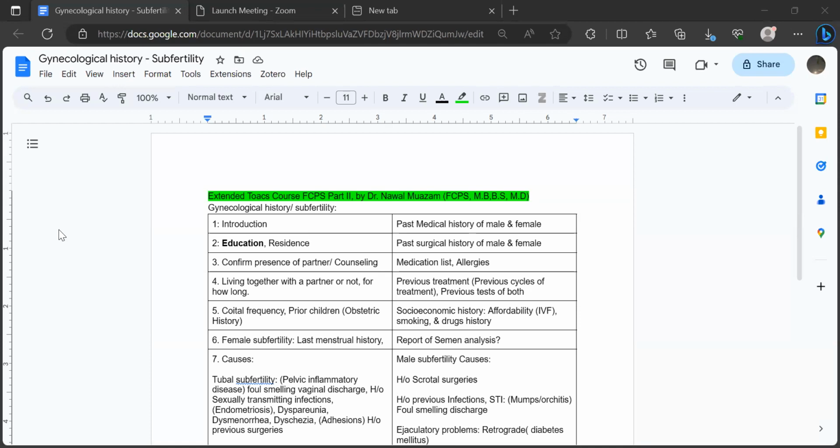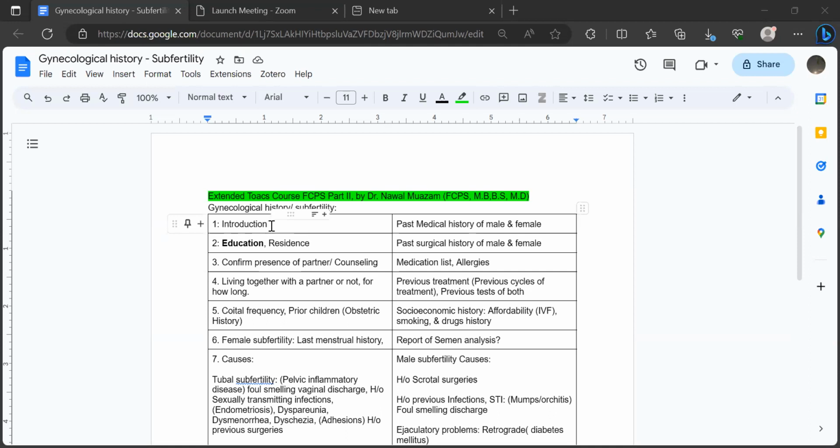I have recently been elected by the College of Physicians and Surgeons Pakistan for FCPS, and I am also ECFMG certified by the United States Medical Licensing Exam. Today we are going to discuss subfertility and how it is a very important topic, and how to take a gynecological history in a patient with subfertility.